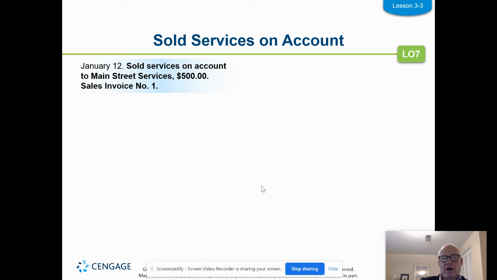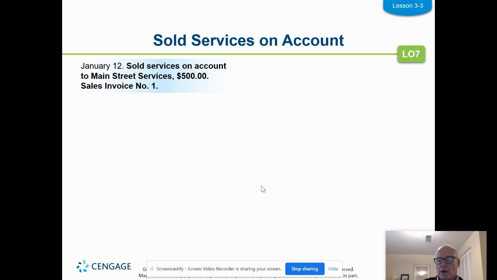Sold services on account to Main Street Services. Okay, remember when we say on account, we use that for both buying stuff and selling stuff. And this is where it gets confusing. Like, okay, well, whose account is it to? I'm selling it on account. I'm selling something, right? And because I'm selling something, rather than paying cash, they're going to owe me later. They owe me. Now, when they owe me, what do we call that? When I owe them, what do we call that? We should be very conversant right now in understanding the terminology around that.